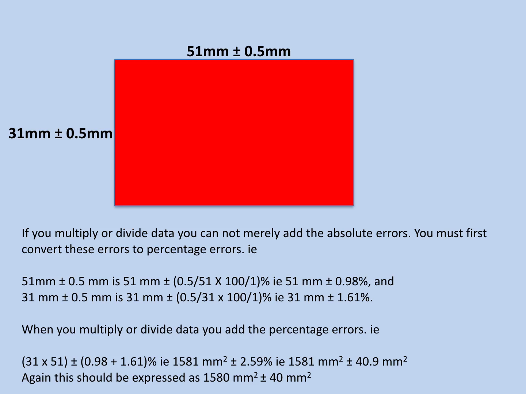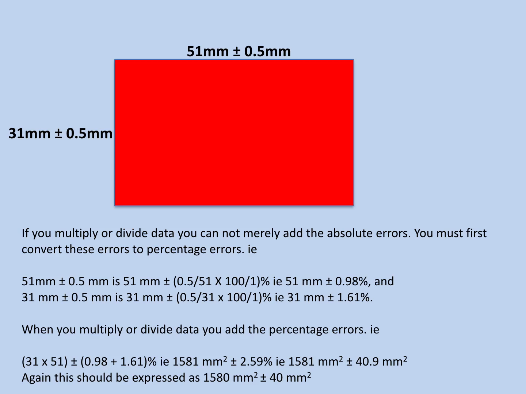Now when you multiply or divide data, you add the percentage errors. So in this case, we got 0.99% plus 1.61%. So we're multiplying 31 by 51. We add those percentage errors and it comes to 2.59%. Now if we look at what 2.59% is of 1,581, it's 40.9 square millimeters. So that's a way easier way of coming to that final value of 1,580 square millimeters plus or minus 40 square millimeters.